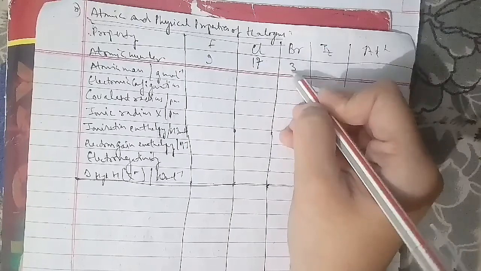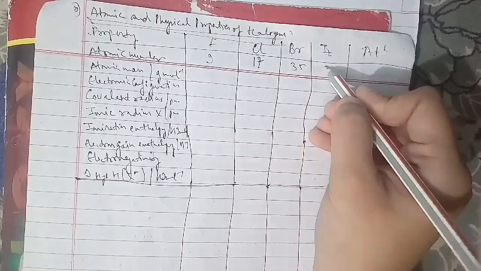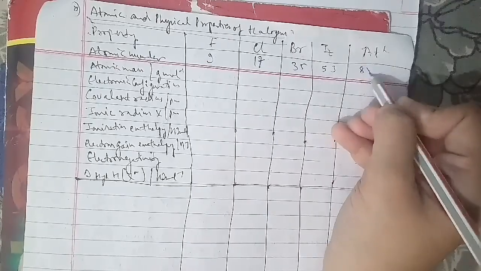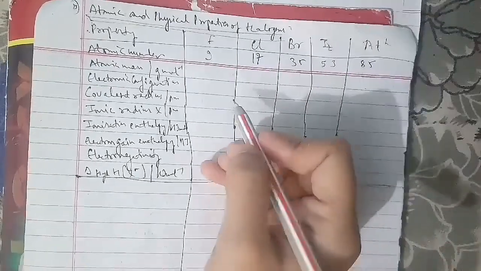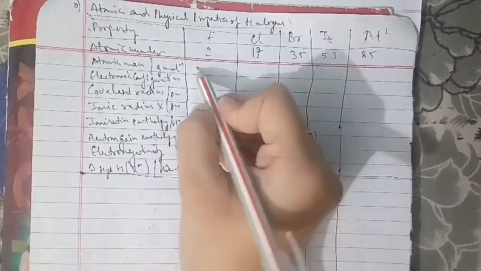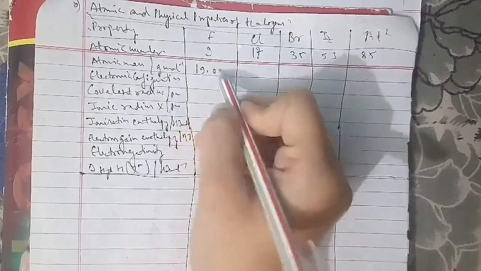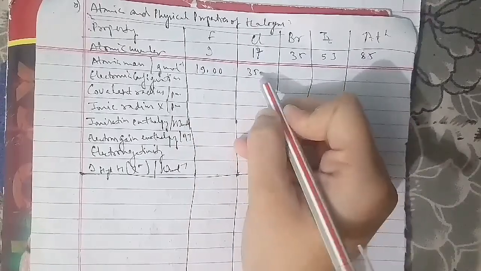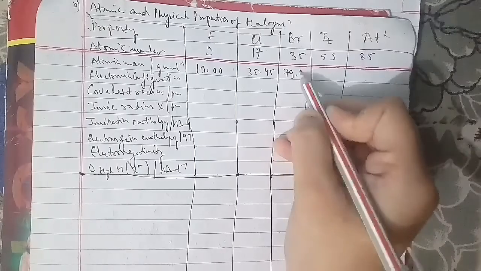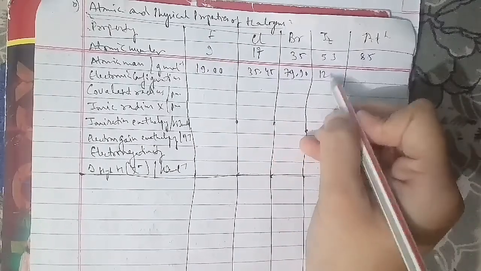For the atomic mass, we have 19.00, 35.45, 79.90, 126.90, and 210. The other property we talk about is the electronic configuration, which we have here.